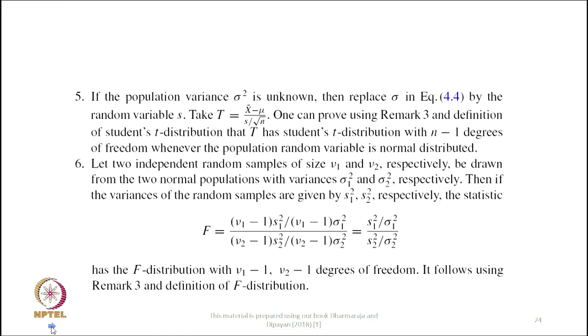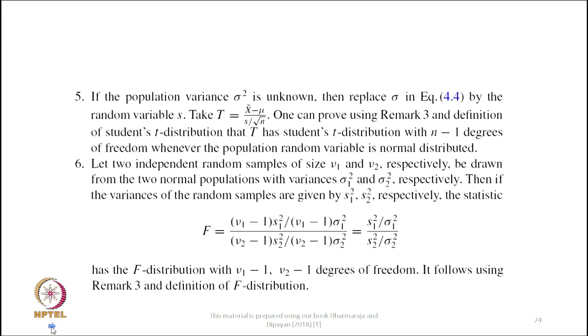Therefore, you can create the new random variable x bar minus mu divided by s divided by root n, where n is the sample size. Then it is possible to prove that it is going to be a t distribution. That also is a simple exercise in finding the distribution of a function of random variables, because x bar is a random variable and s is also a random variable. For that you have to use the theory.